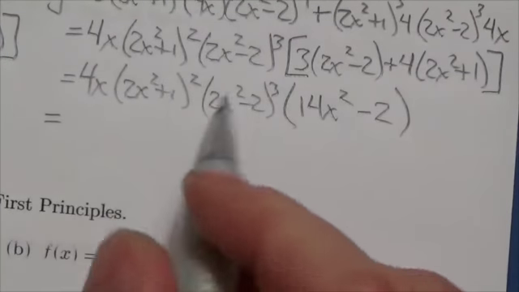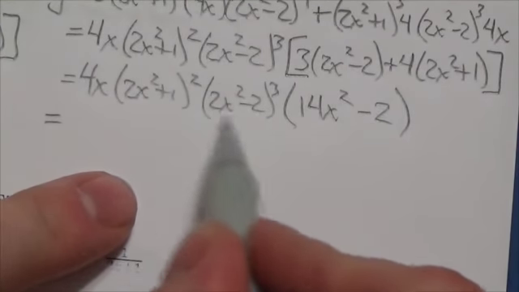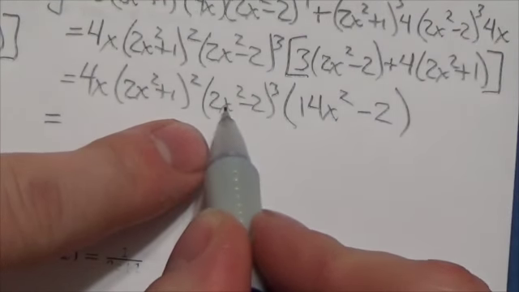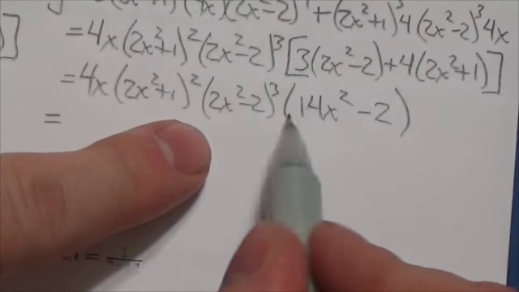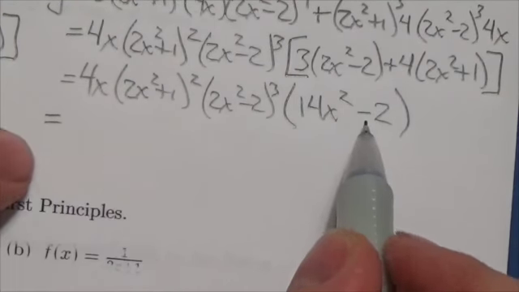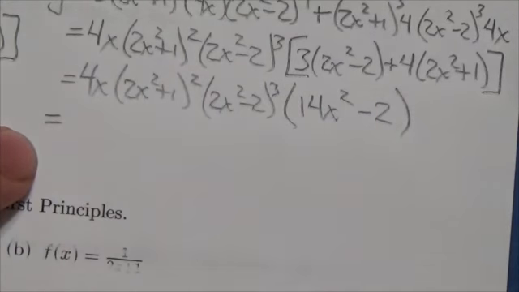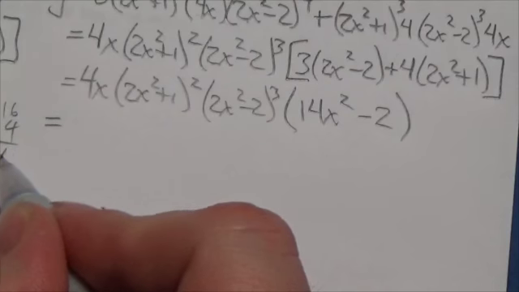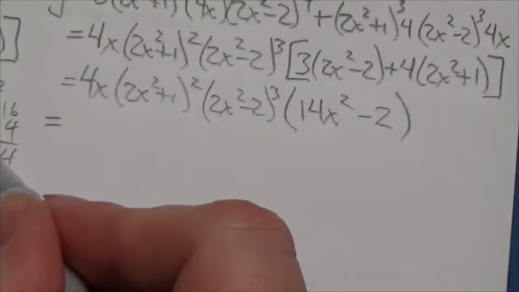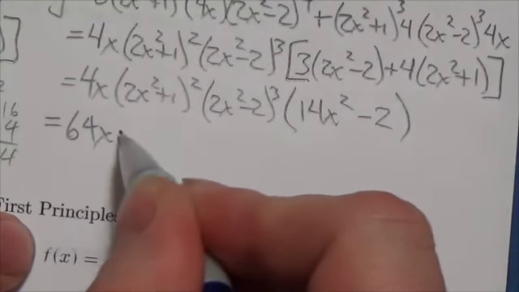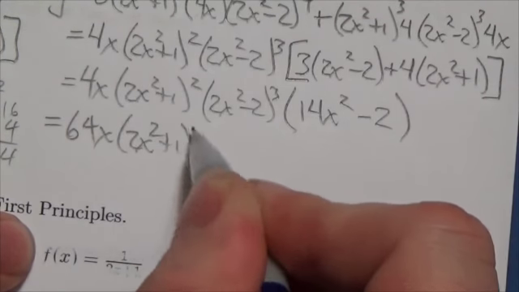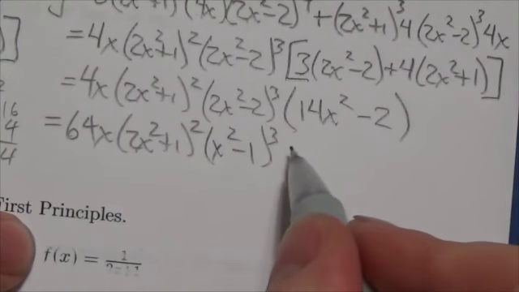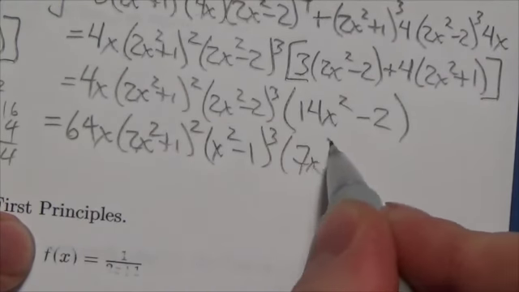So what we're going to end up doing here is taking out, for example, an 8 out of here. The 2 out of here, when I factor that out, is going to be cubed. So I'm going to take out an 8, and then I'm going to take out another 2 out of here. So that's going to take out 16 times 4. I just want to make sure that I'm going to do this right, because I'm doing this all here. So that's going to end up being 64. So 64x(2x² + 1)²(x² − 1)³(7x² − 1).